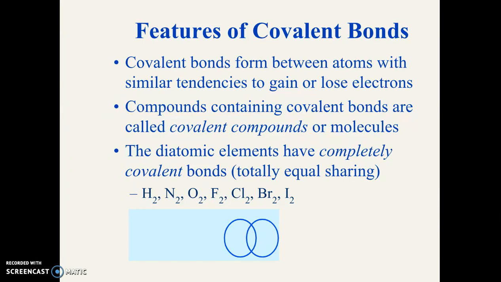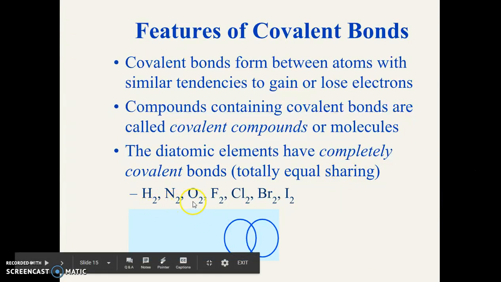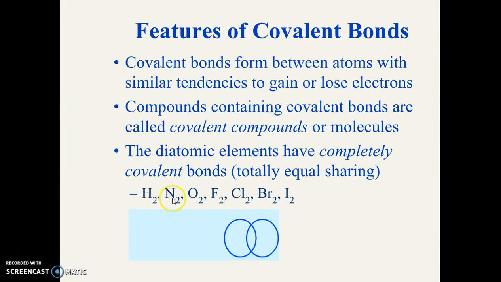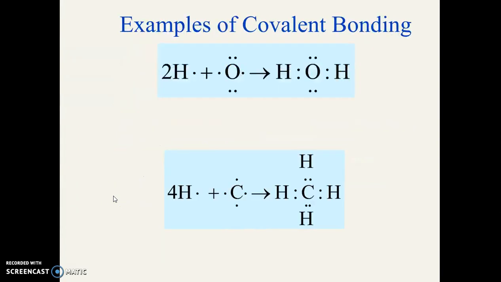The diatomic elements, we'll talk about those when we do chemical reactions, but the diatomic elements, these are 7 elements that are not happy by themselves. So that's why they always exist in nature in pairs. So hydrogen, nitrogen, oxygen, fluorine, chlorine, bromine, and iodine. Ironically enough, they form a 7 on the periodic table, and we'll label those later. But they all form covalent compounds.